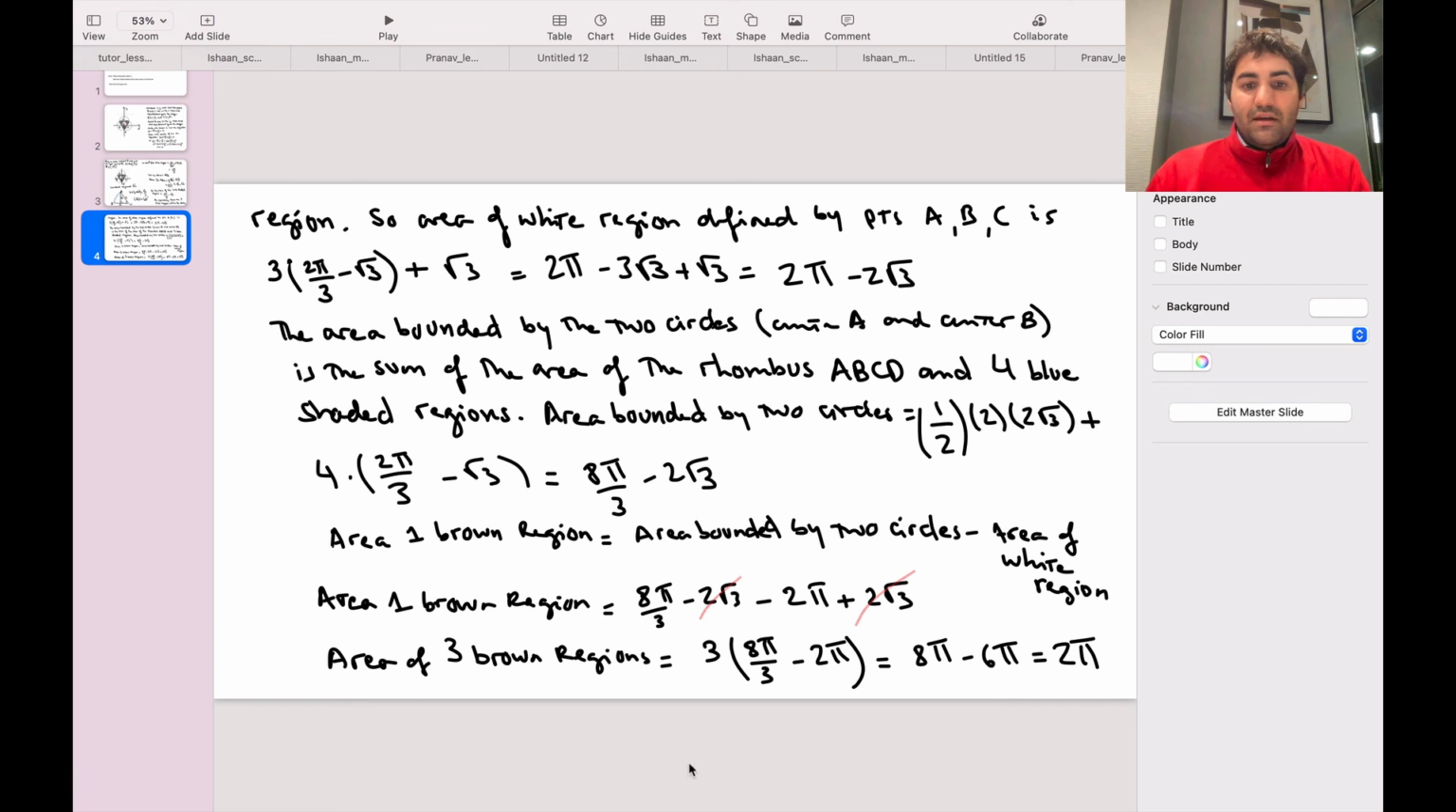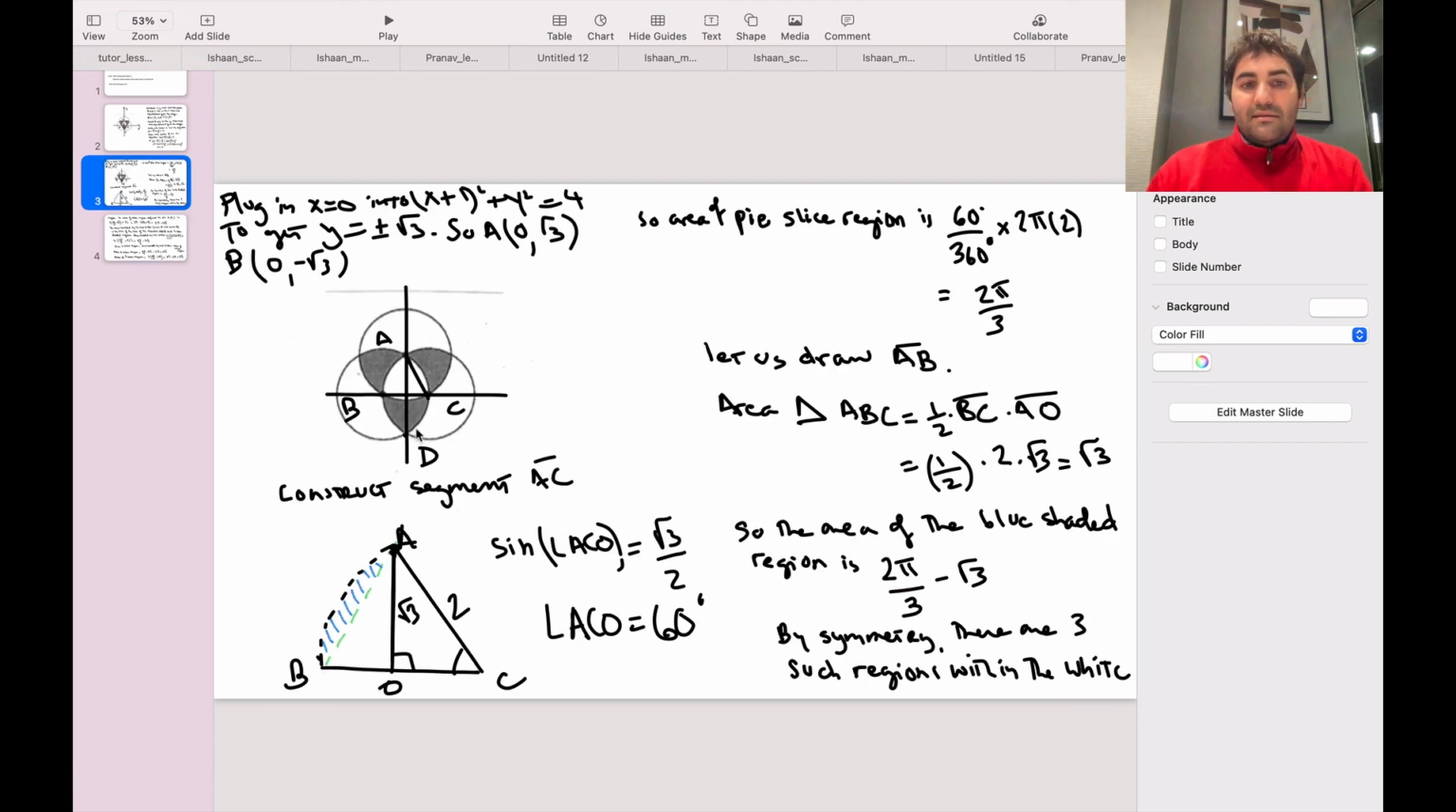So we need 3 of these regions. By symmetry, we get 3 times 8 pi divided by 3 minus 2 pi. If we simplify this, we get 8 pi minus 6 pi is equal to 2 pi. So the area of these 3 brown regions here is going to be equal to 2 pi.